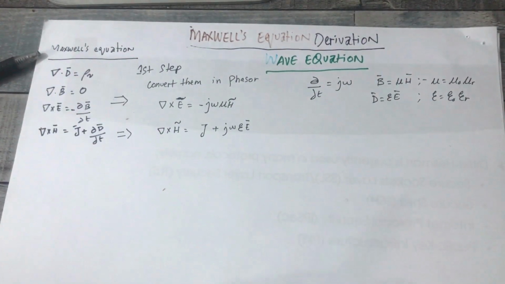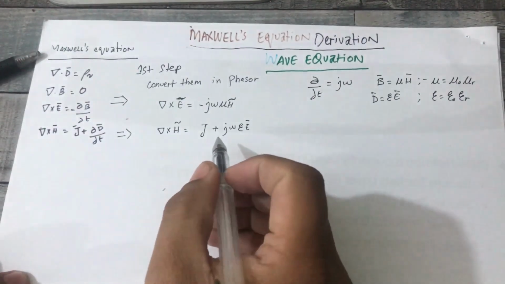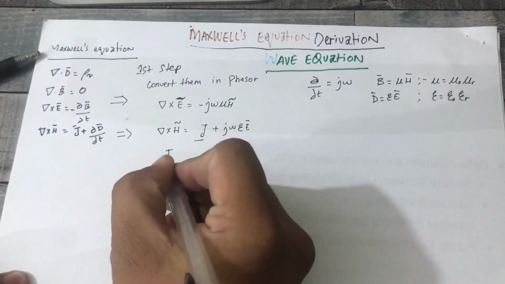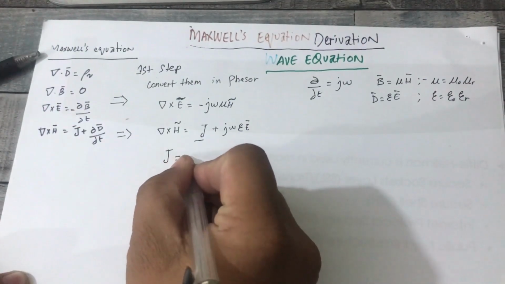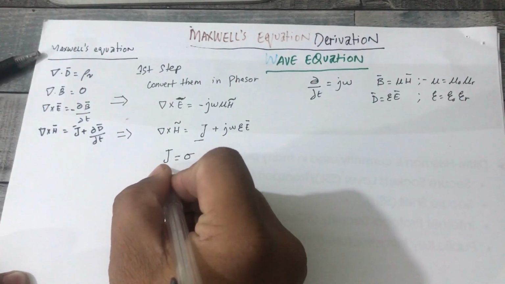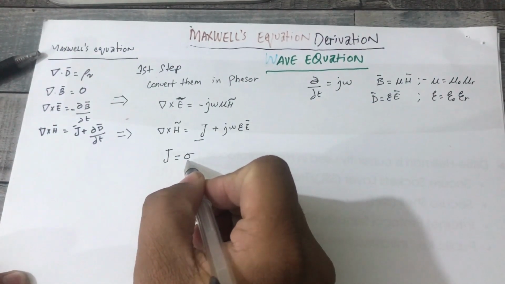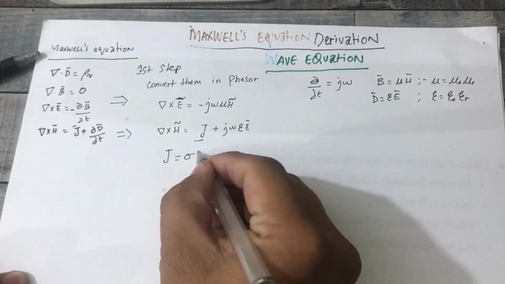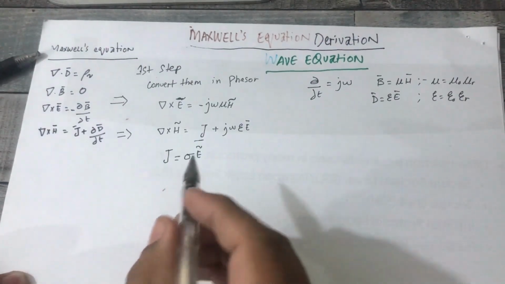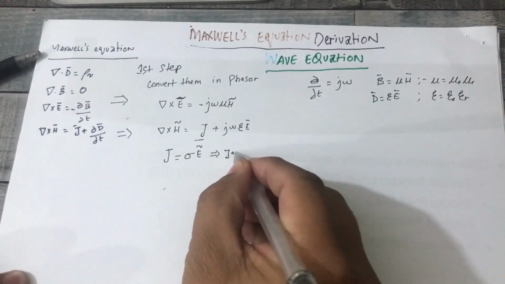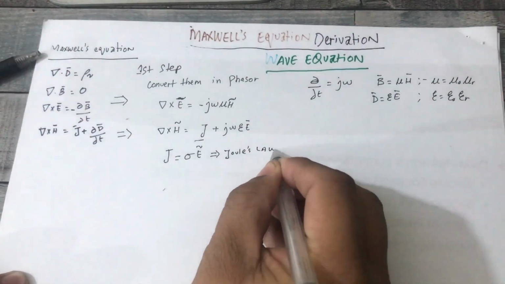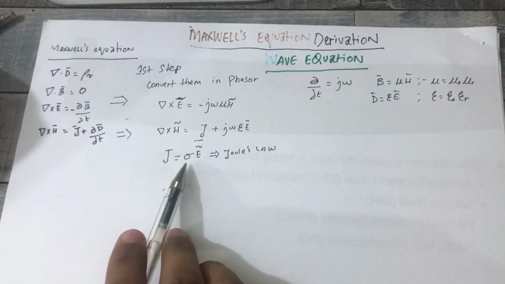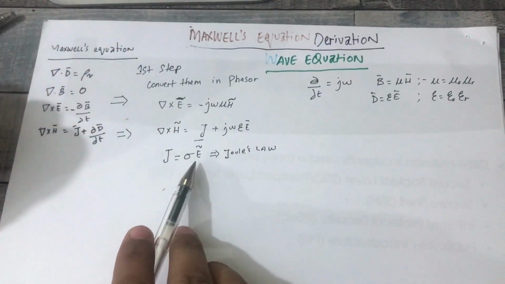Now the next thing that I want to do is make this replacement. I know something else about J. J is conduction current, which is given by Joule's law, which says the conducting current equals the conductivity of a material times the electric field. This is Joule's law. So this conduction current equals conductivity, how easily electrons can flow in a particular material, times electric field.